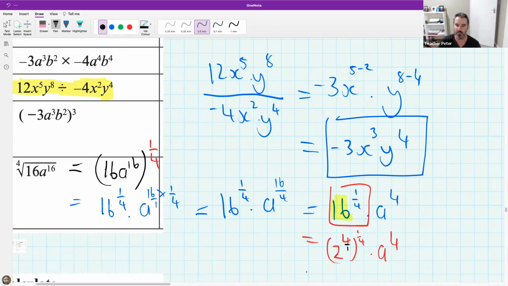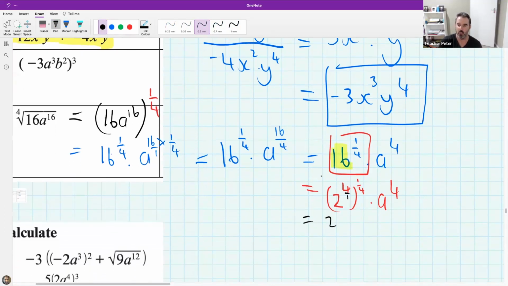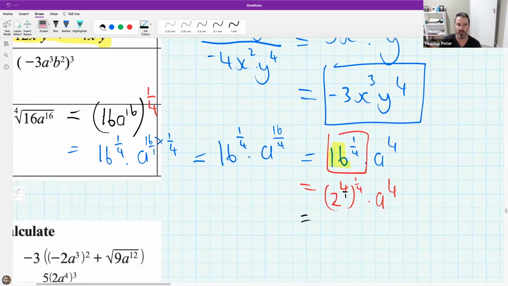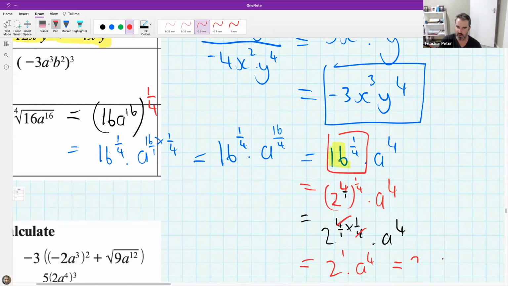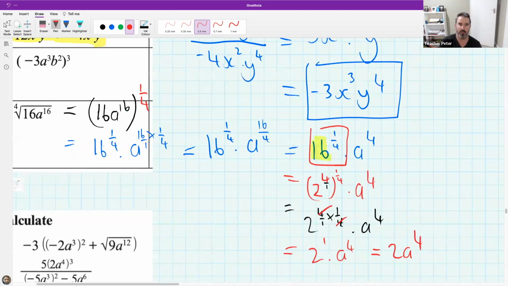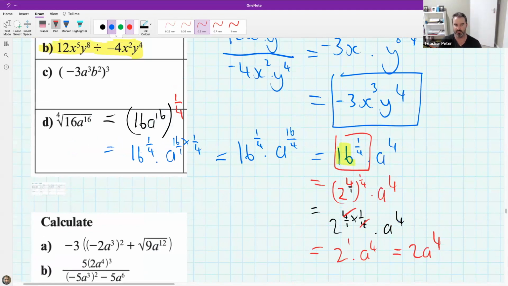Yes. So basically, when you multiply these two together, 4 over 1 times a quarter, and then this is sitting over here. These 4s are going to cancel out, or you get 4 over 4, which means the final answer is going to be that, which is just 2a to the 4. Now, I took a long way to do that because I wanted to explore those. But give me a thumbs up in the chat if you've followed my logic.